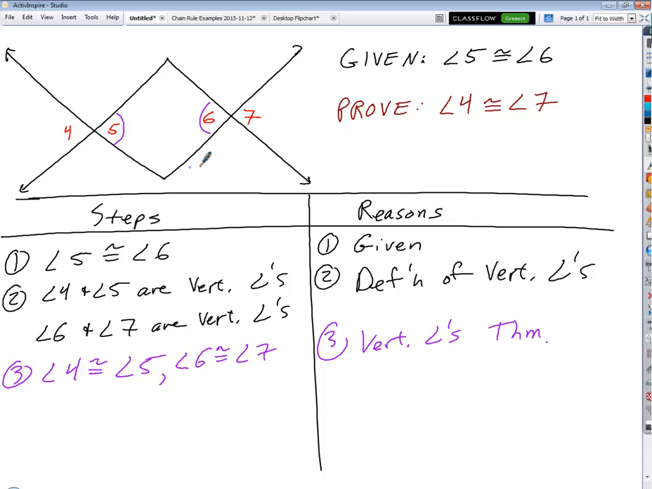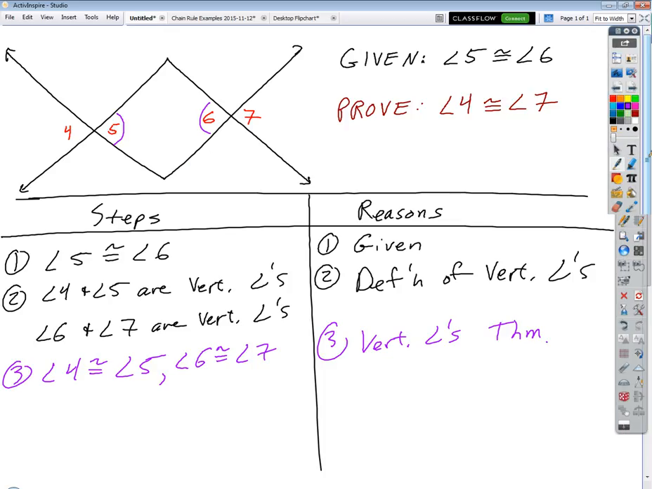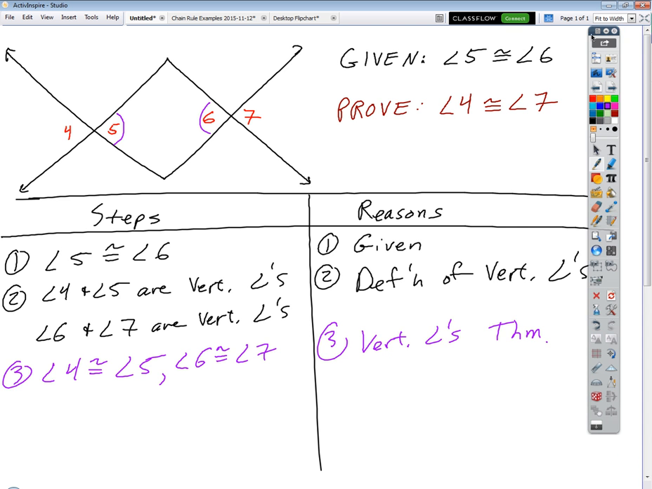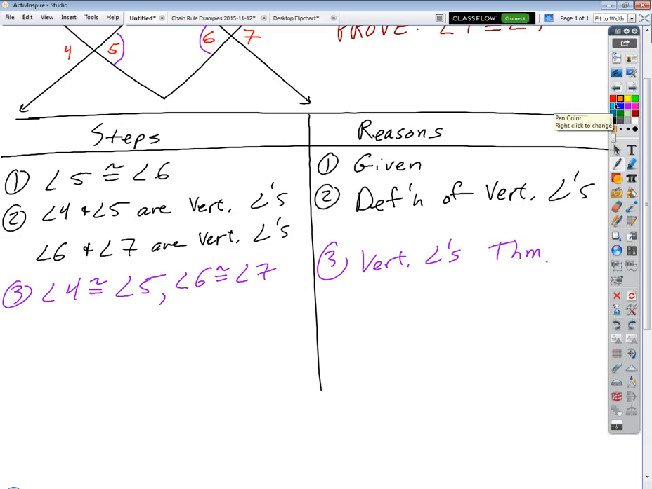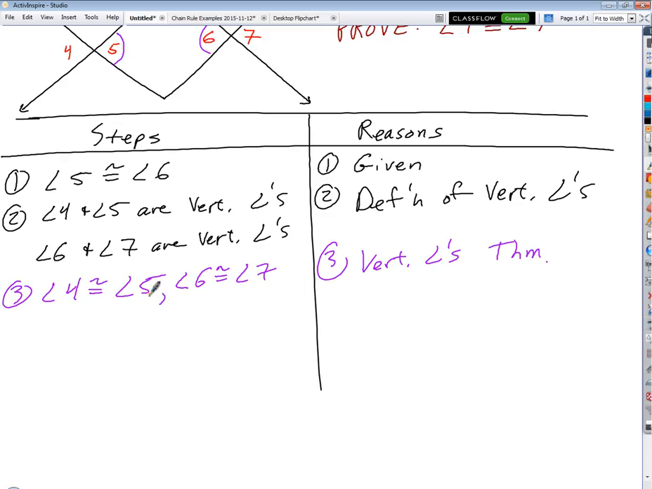Suggestions? Oh, you've got an idea? Since 5 and 6 are congruent, you could switch them. You could switch any of them. Okay. No, that's good. You're onto something here. So we could say, because 5 is congruent to 6, 4 is congruent to 5, and 5 is congruent to 6, we could therefore say 4 is congruent to 6.